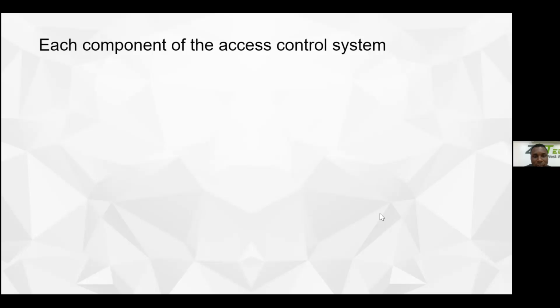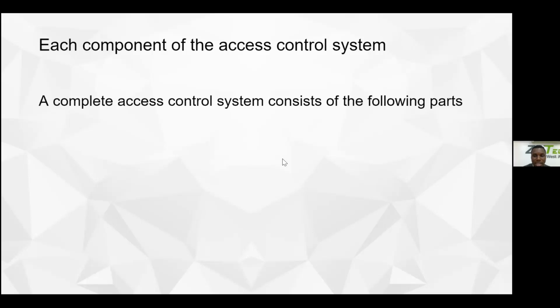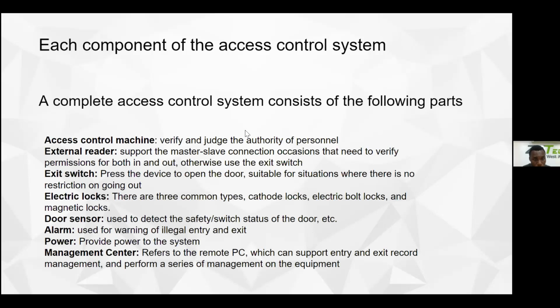So we want to examine each component of this access control system. A complete access control system consists of the following parts. If you are getting our product, these are the parts that come along with it. We have our access control machine. Our access control machine verifies and judges the authority of personnel. Examples of our access control machine can be our SpeedFace that was mentioned earlier, our F18, or our ProFace Mask, and every other machine that can verify whoever is coming in and whoever is going out. So this verification varies.